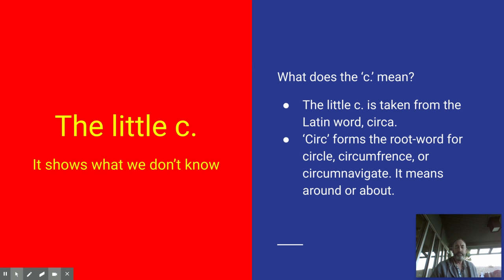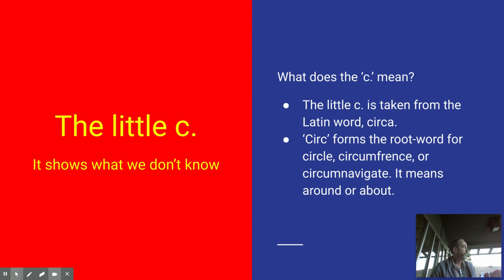The little c shows us or tells us what we don't know. It is from the word circa, circ. That's the root that goes to circle, circumference, circumnavigate. It means around. So around this date, around or about. When you are uncertain of a date, you say c, then the date. About this date, this happened.